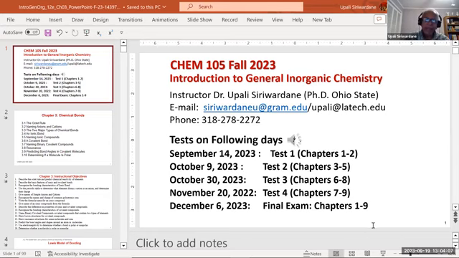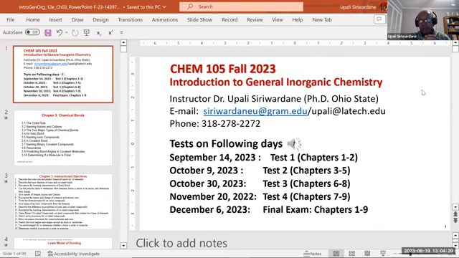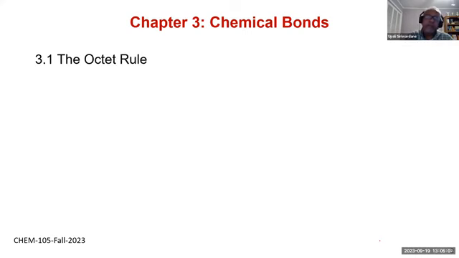As we discussed, next in the calendar, test number 2 is going to be in October. So we will get ready for chapter 3 and 4. It says 3 and 5, 3 and 4. Okay. So I am going to go to chemical bonds.